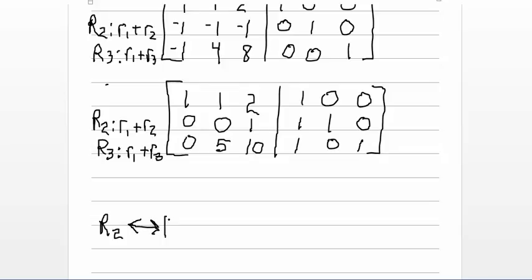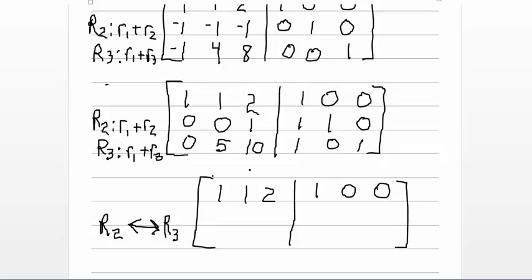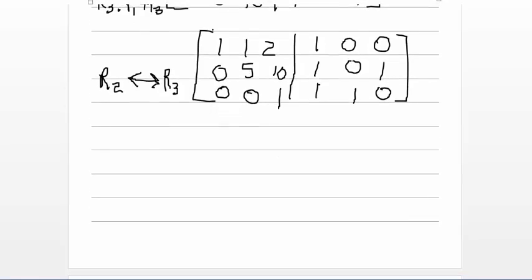Now notice that row 2 is exactly the way I really want my row 3 to be. So I am going to interchange row 2 and row 3. So I'm going to leave row 1 as it is, and I'm going to interchange row 2 and row 3. And this really makes my work easy because now my row 3 is complete. Row 3 is exactly as I want it to be.